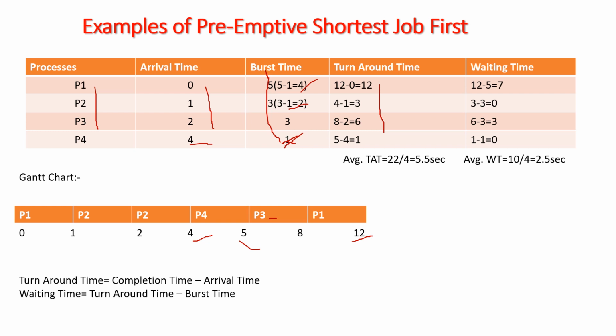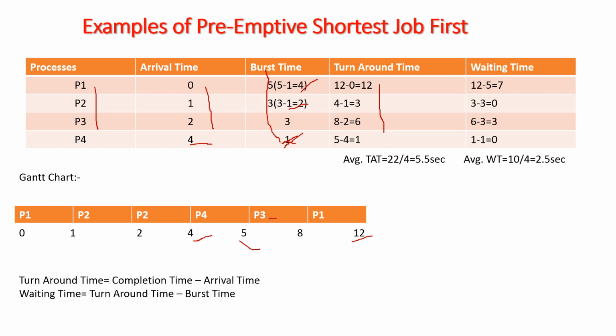Now we have to calculate the waiting time. What is the formula for waiting time? Turnaround time minus burst time. So what turnaround time did we get for each process? For process P1 we got 12 as the turnaround time and its burst time is 5. So 12 minus 5 is 7. Then process P2 turnaround time is 3 and its burst time is also 3. So 3 minus 3, it is 0.